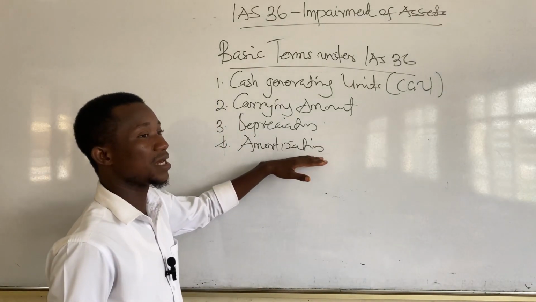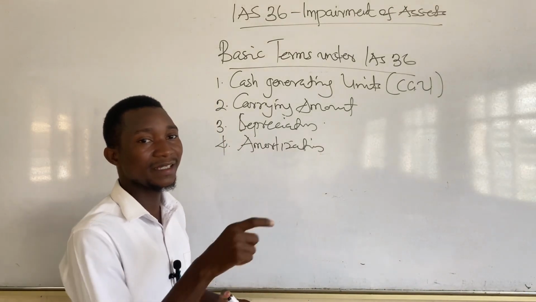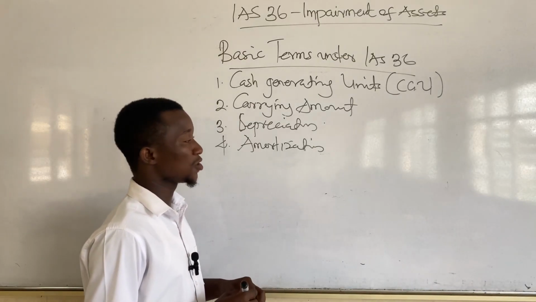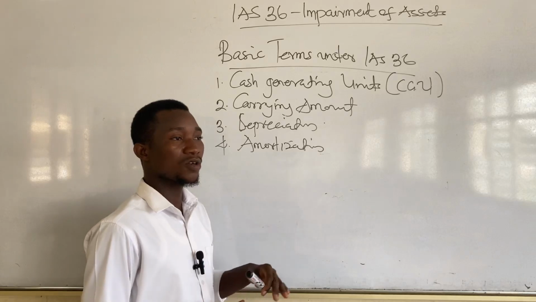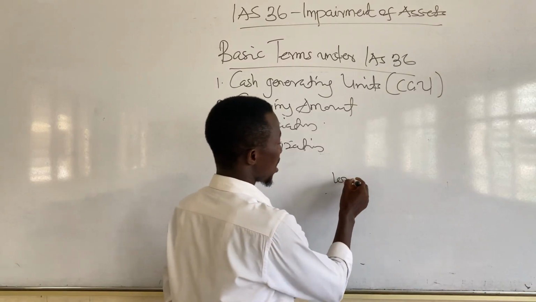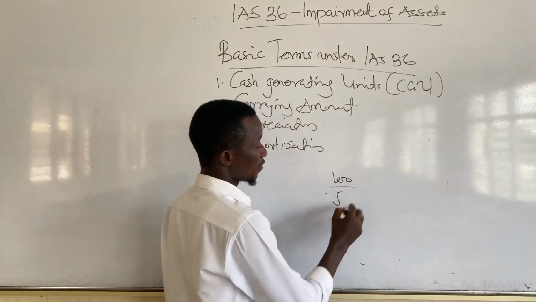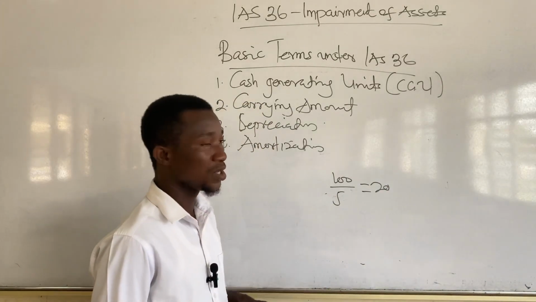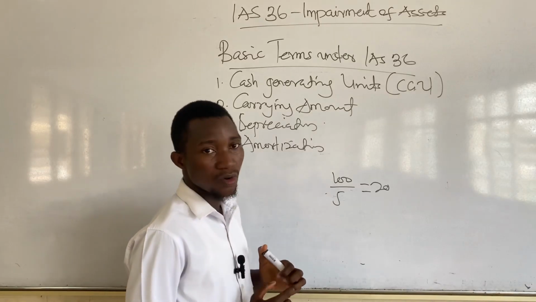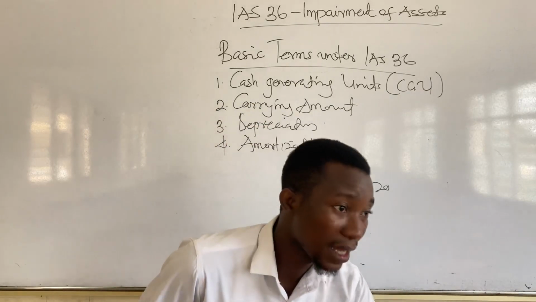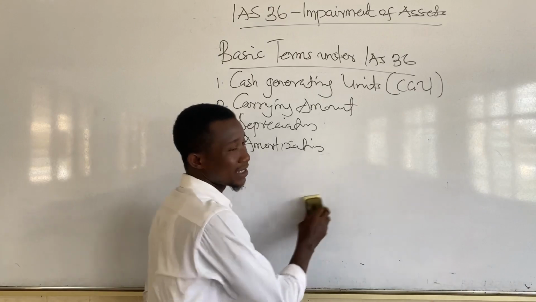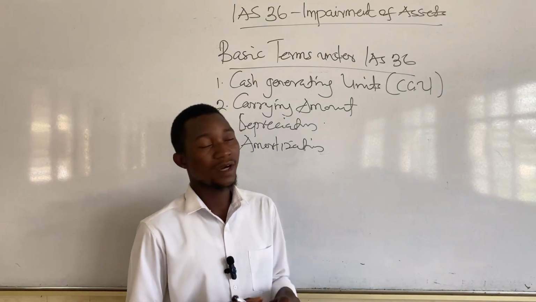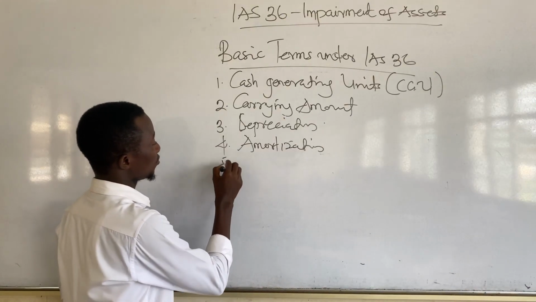So let's talk about amortization. Amortization too has to do with the systematic allocation of the cost of an intangible asset over its estimated useful life. So for instance, if the cost of a goodwill is also 100 and the useful life is 5, then the amortized value for the goodwill will be 20. So amortization goes with intangible assets, then depreciation goes with tangible assets. The next item I would like to talk about is fair value. Okay, fair value.